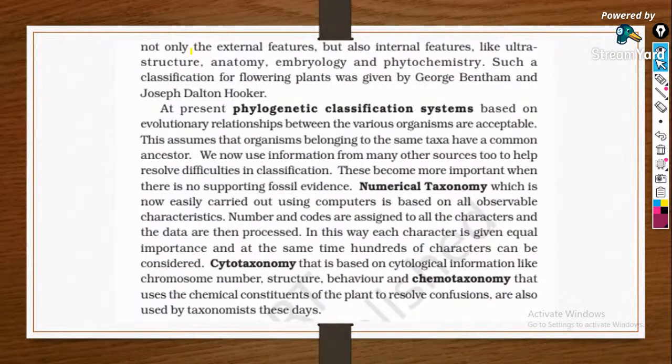not only the external features but also the internal features like ultrastructure, anatomy, embryology, and phytochemistry. Such a system of classification was given by George Bentham and Joseph Dalton Hooker. At present, phylogenetic classification systems, that is, those based on the common evolutionary relationship between the various organisms, are acceptable.